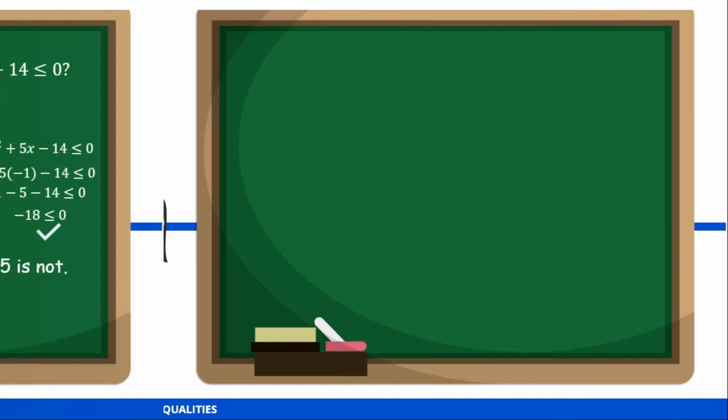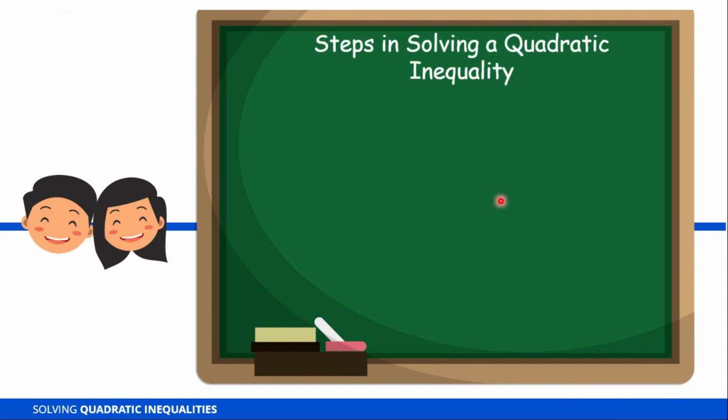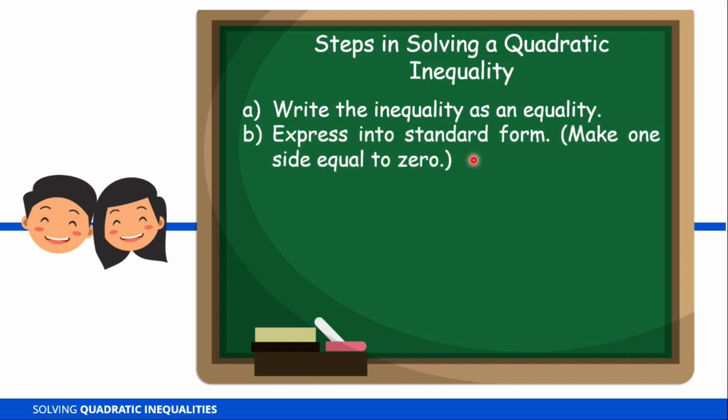Now, let's proceed to the steps in solving a quadratic inequality. First, we have to rewrite the given inequality as an equality. Okay, meaning yung inequality symbol, papalitan muna natin ng equal sign. Next, i-express natin yung ating nakuhang equation into standard form or gawin nating 0 yung isang side ng ating given.